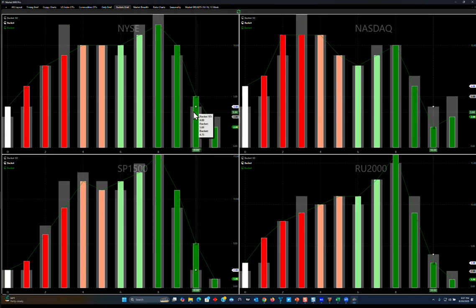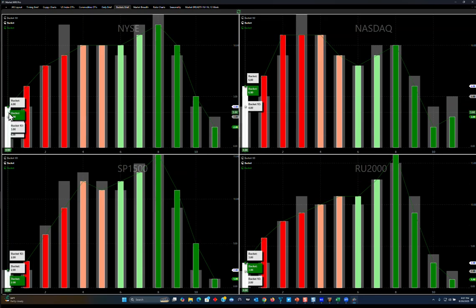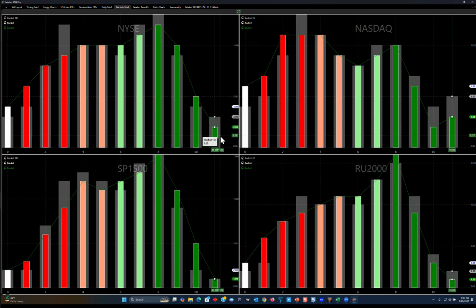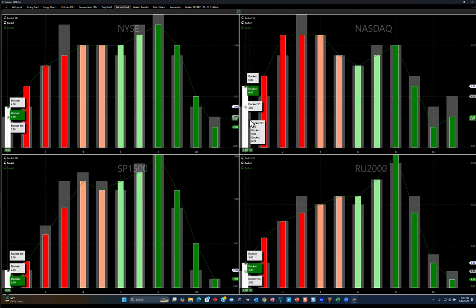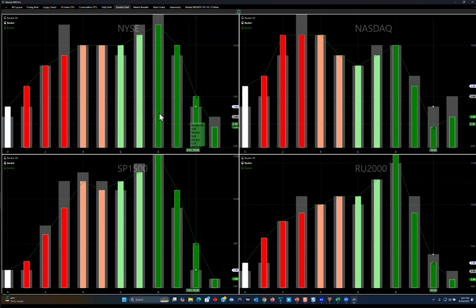The gray was yesterday. The color is today. So I can see that the market weakened today. We got more stocks below here than we did yesterday. We got less stocks above. Nothing of below or above are above 10%. I don't care if they're 15%, 18%. I care a lot when they're 25, 35, 45, 55, and beyond.